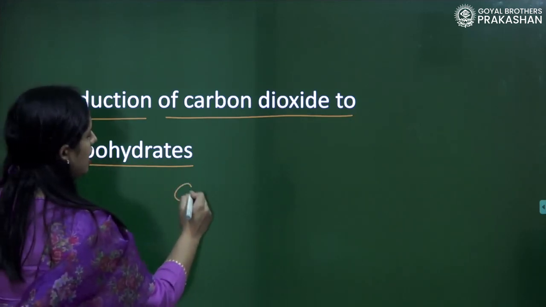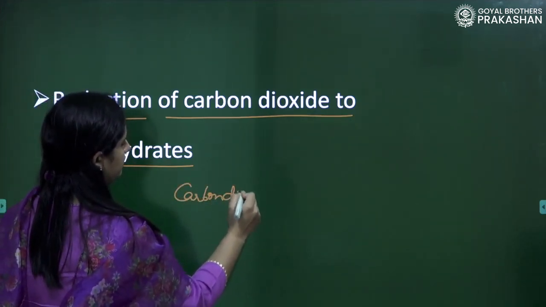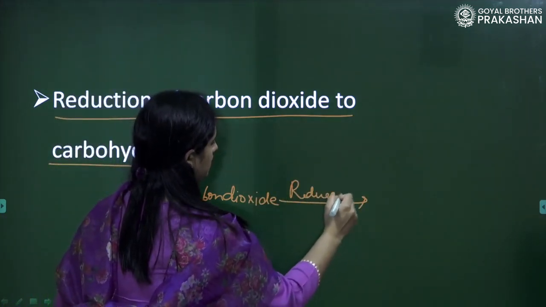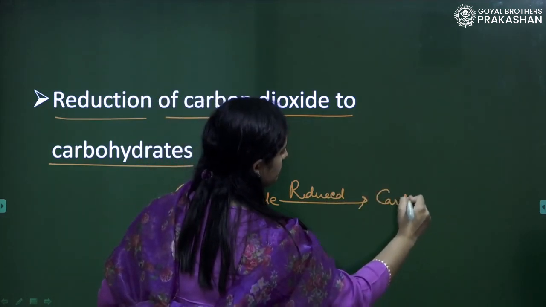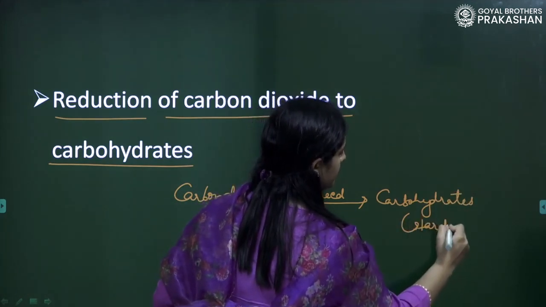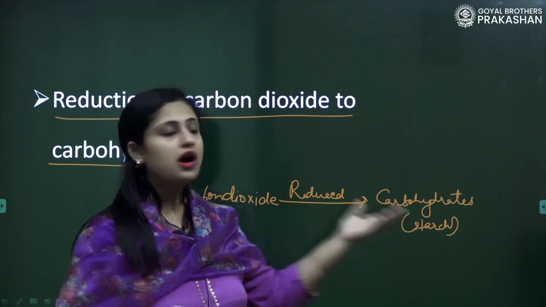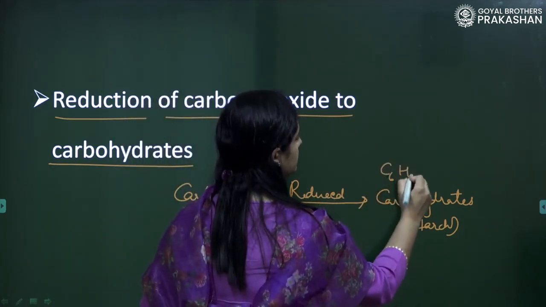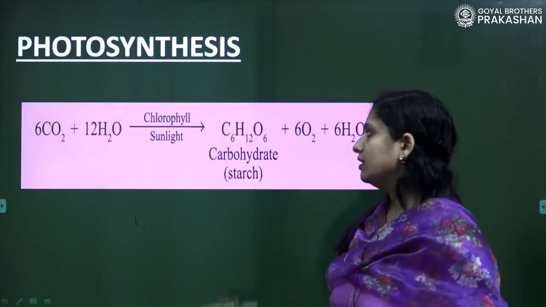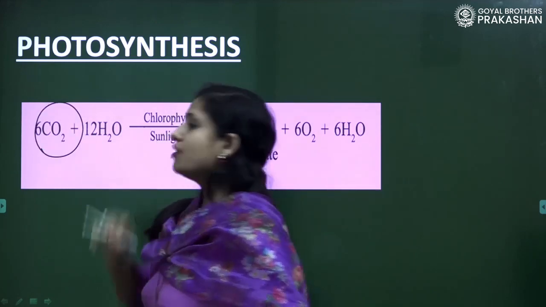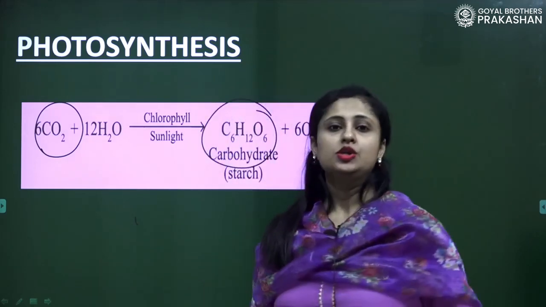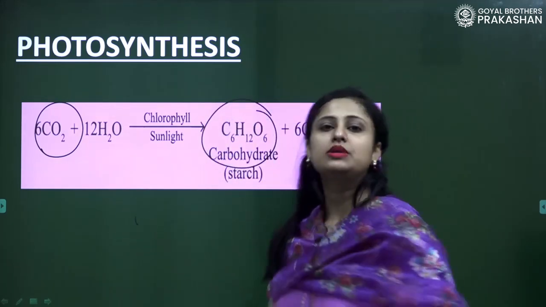Now, the next event, reduction of carbon dioxide to carbohydrates. It means the carbon dioxide is reduced to form carbohydrates in the form of starch, and the chemical formula for carbohydrate is C6H12O6. In this equation, we have seen that these molecules of carbon dioxide get reduced to form carbohydrate. So this is the third event which I had written there.